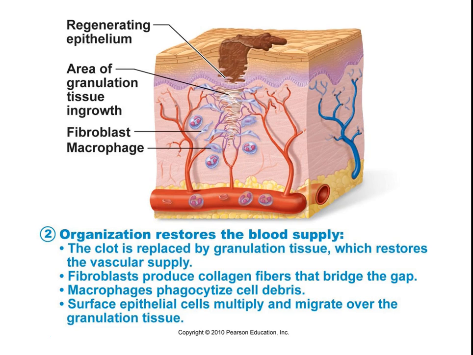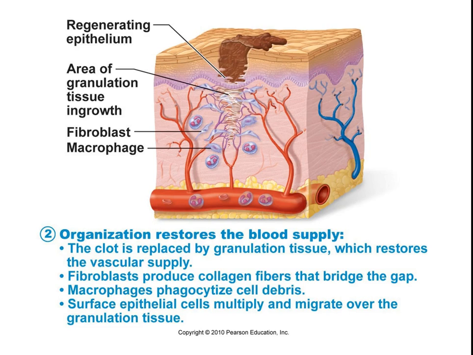The second step is that you're going to organize. I kind of think about it as laying down a pattern that you're going to grow your new tissue over. You lay down granulation tissue, and then the hopefully new tissue will regenerate over that. So it's kind of like setting down a pattern. It says the clot is replaced by granulation tissue, which restores the vascular supply. Fibroblasts produce collagen fibers to bridge the gap, so you're laying down that pattern.